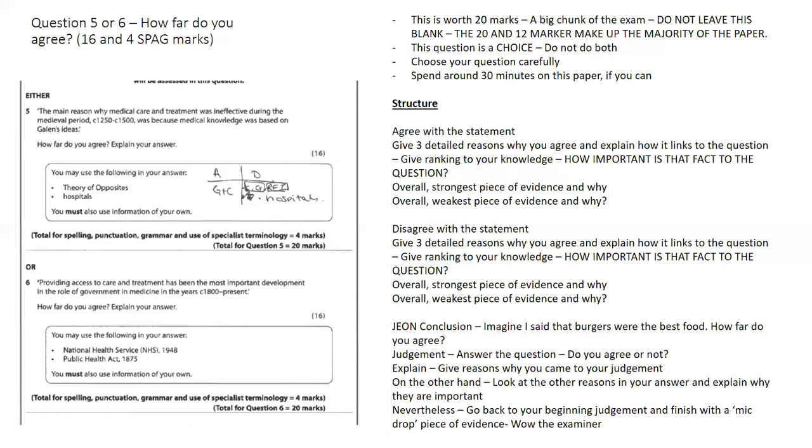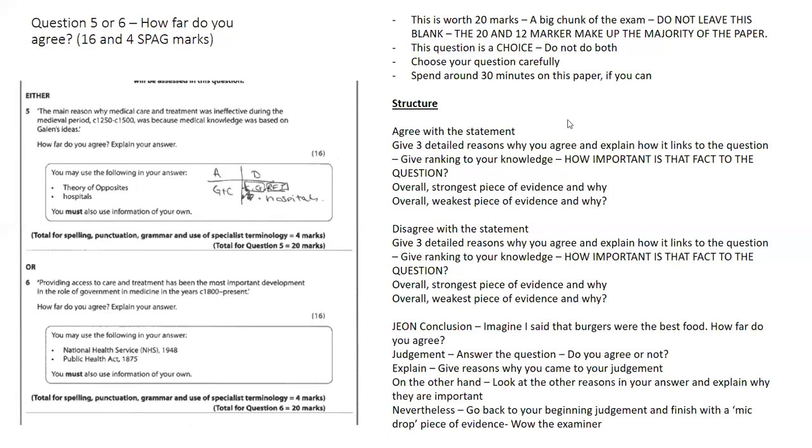Then you disagree. Okay? Give 3 detailed reasons why you disagree and explain how it links to the question. Okay? Give ranking to your knowledge. How important is that fact to the question? And then overall, strongest evidence and why, and weakest evidence and why.